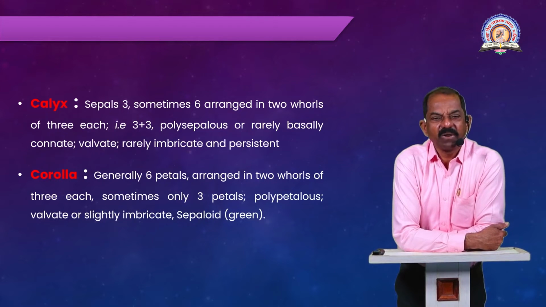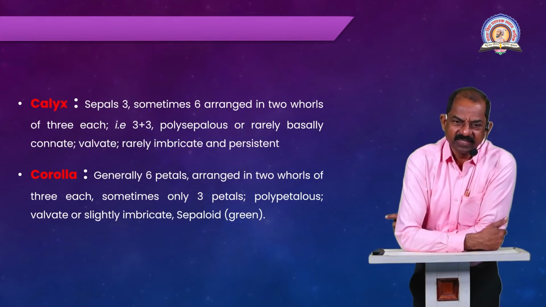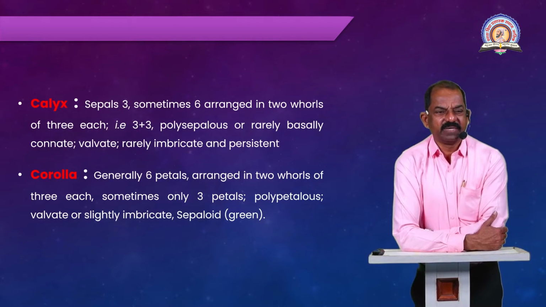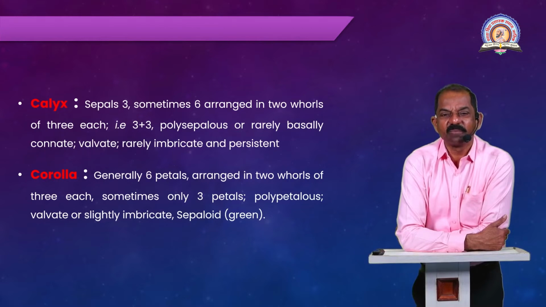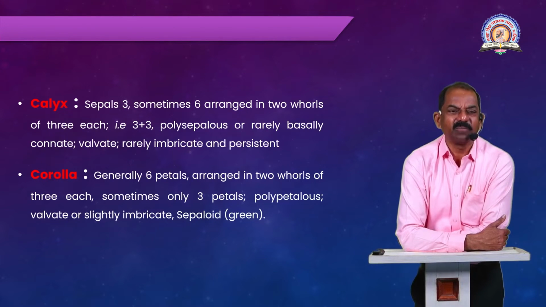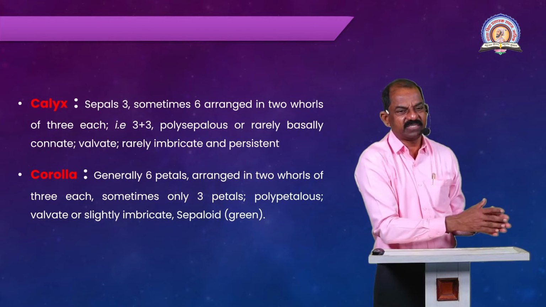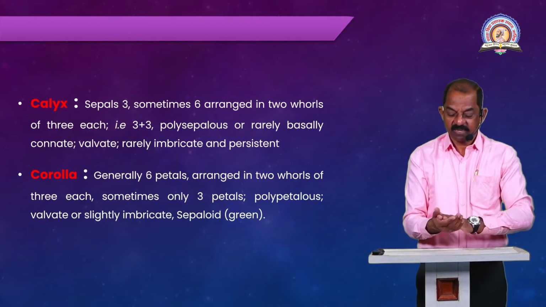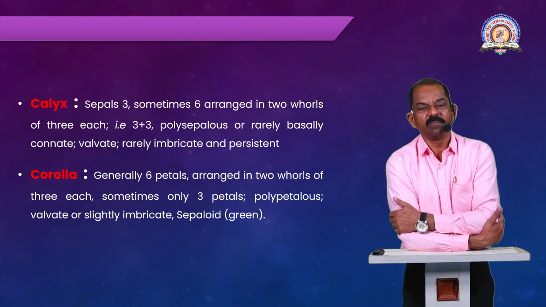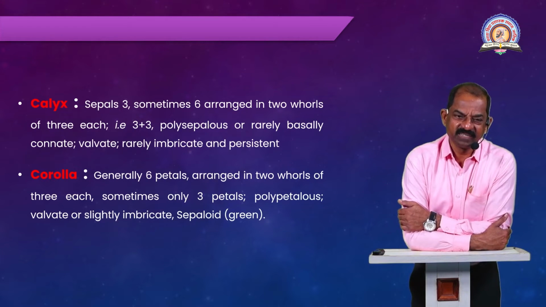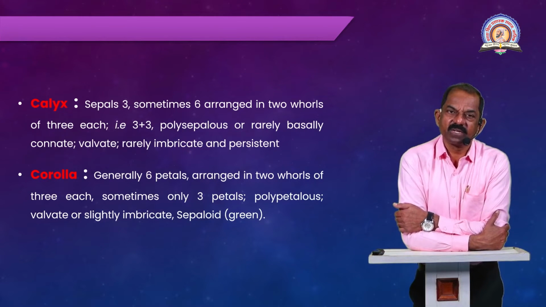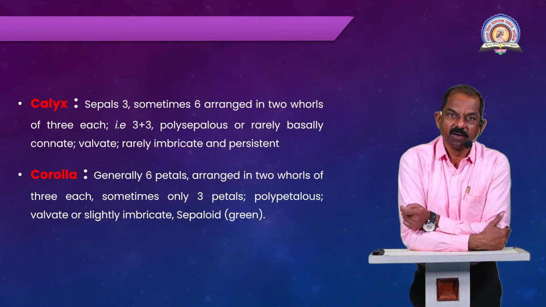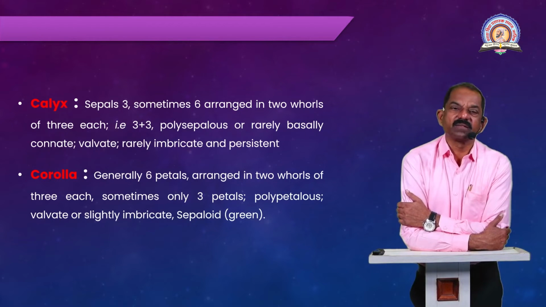And those sepals, they are polysepalous. Yes, they are polysepalous. Poly, simply we will say free. A polysepalous condition is there, or rarely, basally connate. They are connate at the base. They are somewhat, we will say, united at the base. In some cases of the plant, the type of estivation may be generally valvate. In some cases, they may be imbricate type of estivation, or we will say persistent. The calyx is persistent, meaning after the formation of the fruits, the calyx is still present, attached there, known as the persistent calyx.